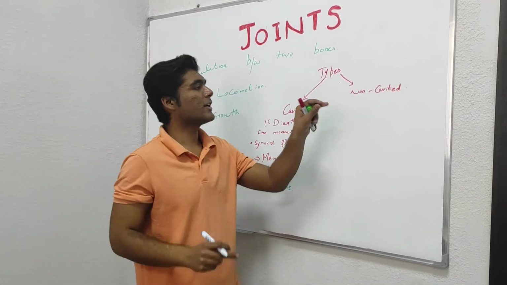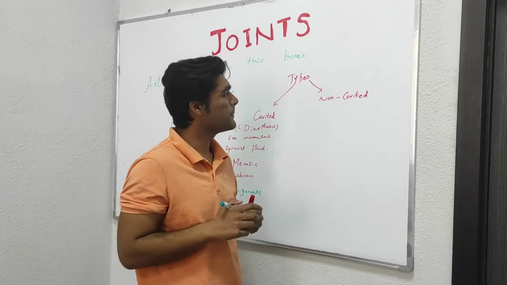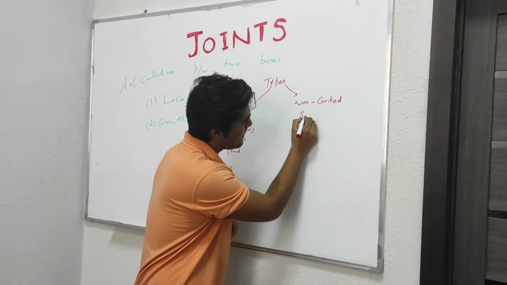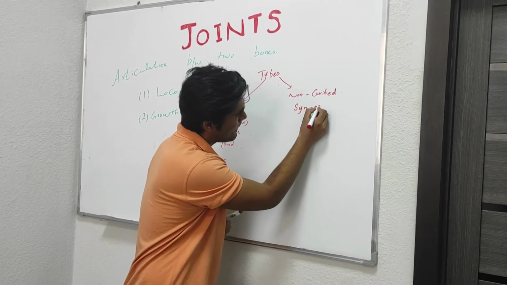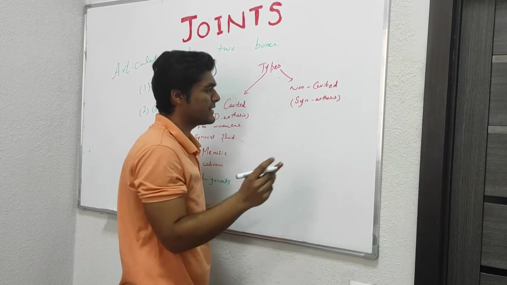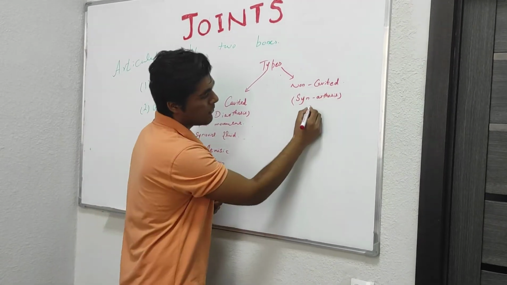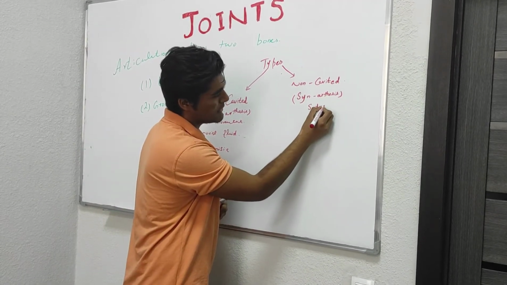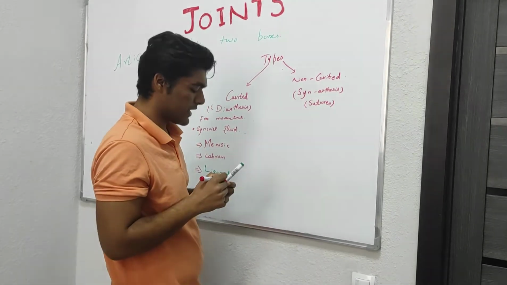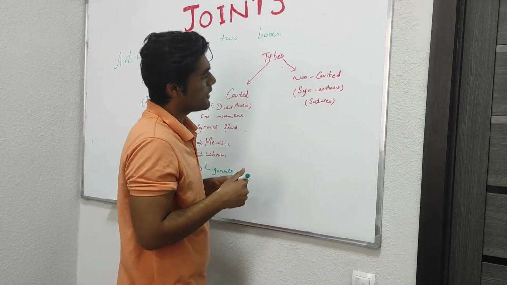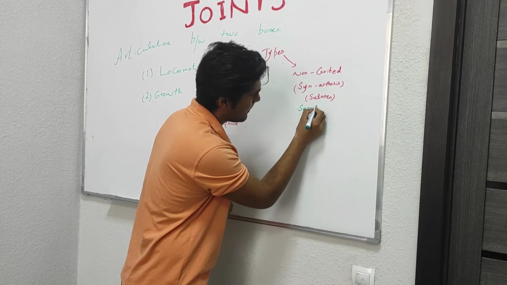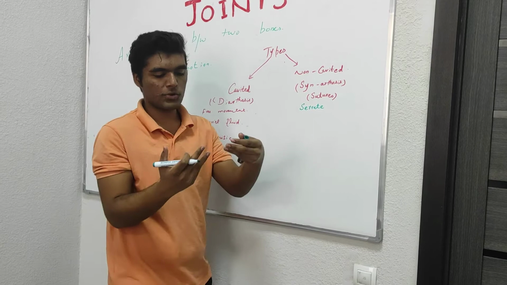Now, coming back to the non-cavitated type of joint, we call it synarthrosis, and they show negligible movement, or you can say no movement. We have sutures in our skull that we are going to discuss under the non-cavitated type of joint. Our first suture is the serrate suture, and the serrate suture is saw-like.